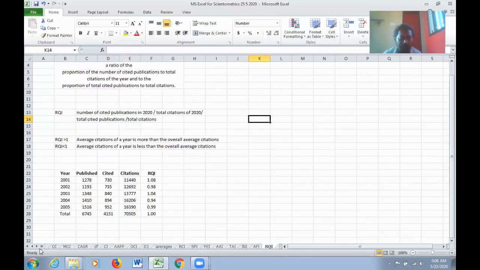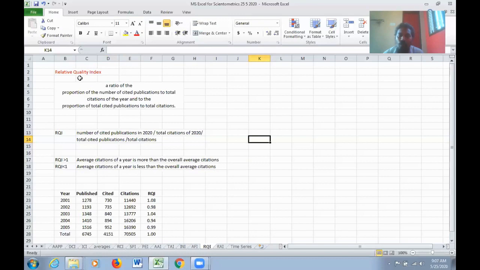Then comes RQI. So we have got 3 more indices. I just completed one. RQI, relative quality index. It tells you the ratio of proportion of number of cited publications to total citations of the year. Proportion of total cited publications to total citations. This is also a measurement of quality. We talk about quality, we talk about citations.